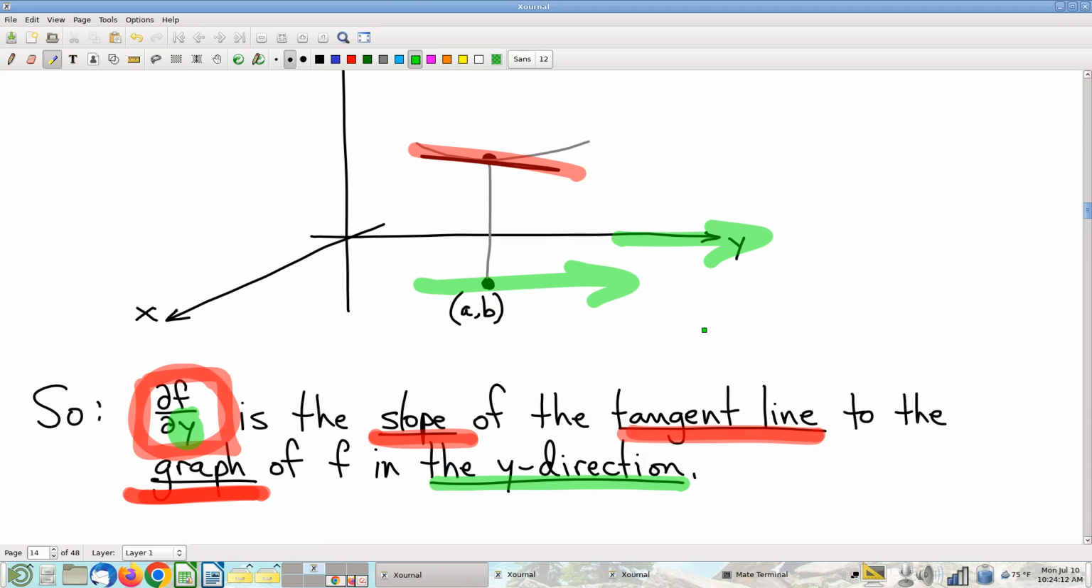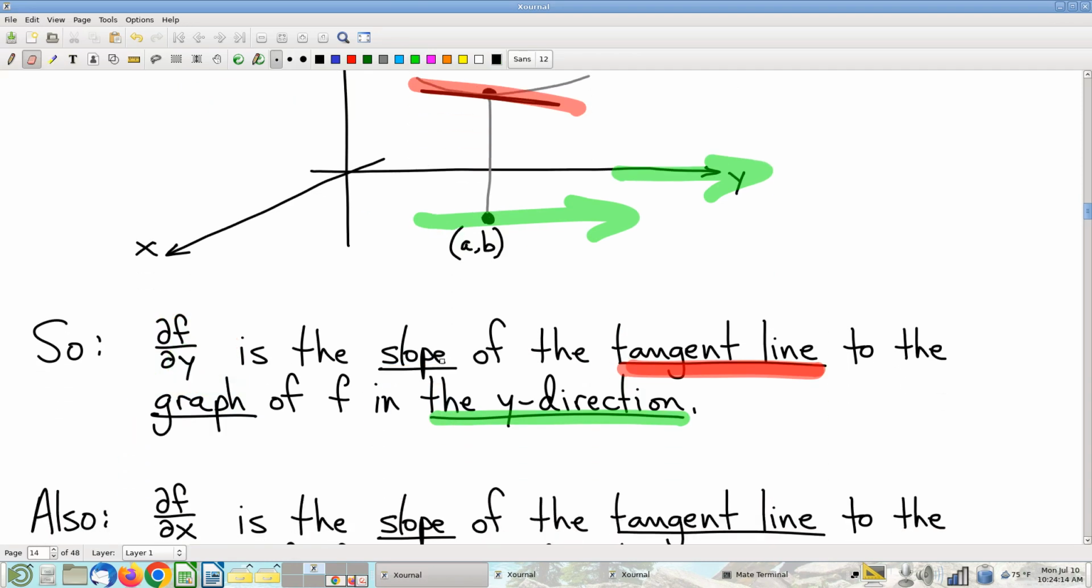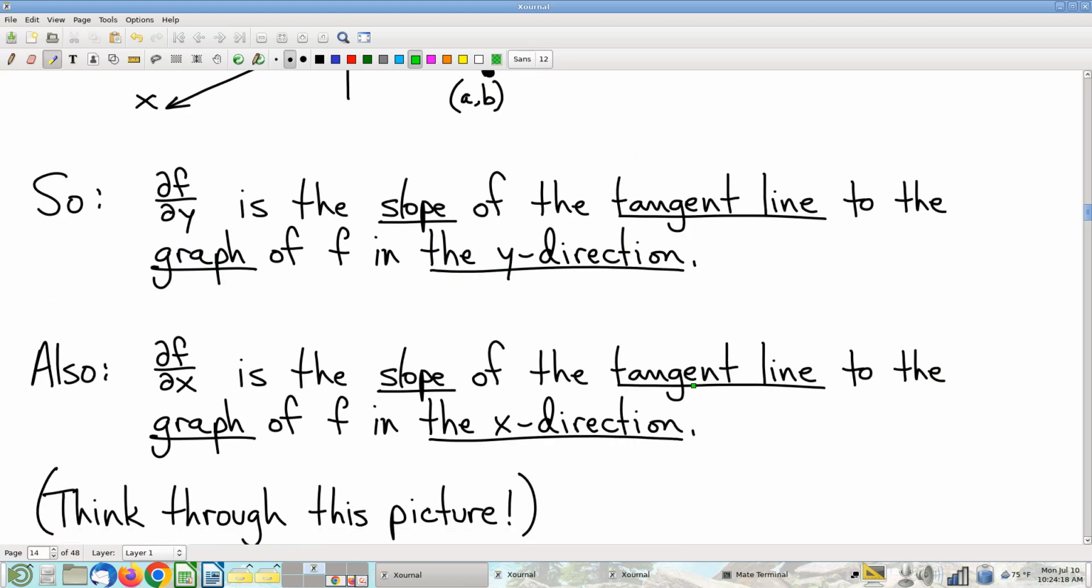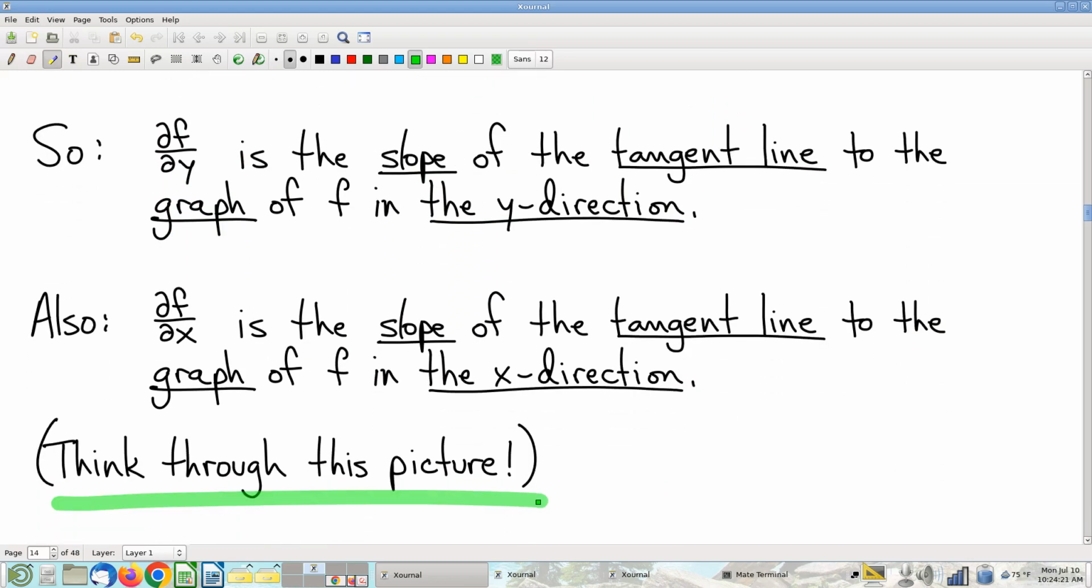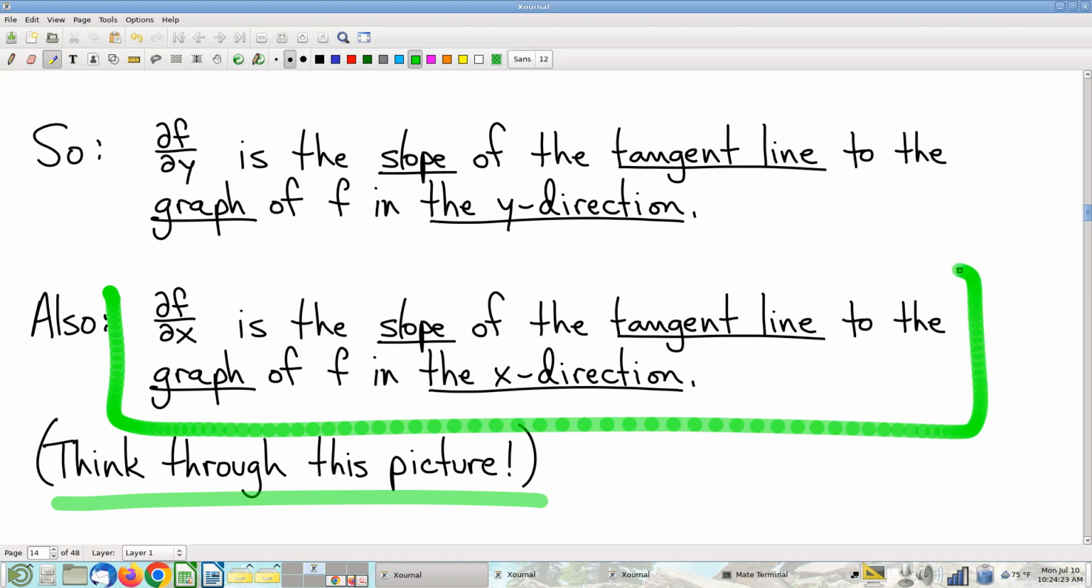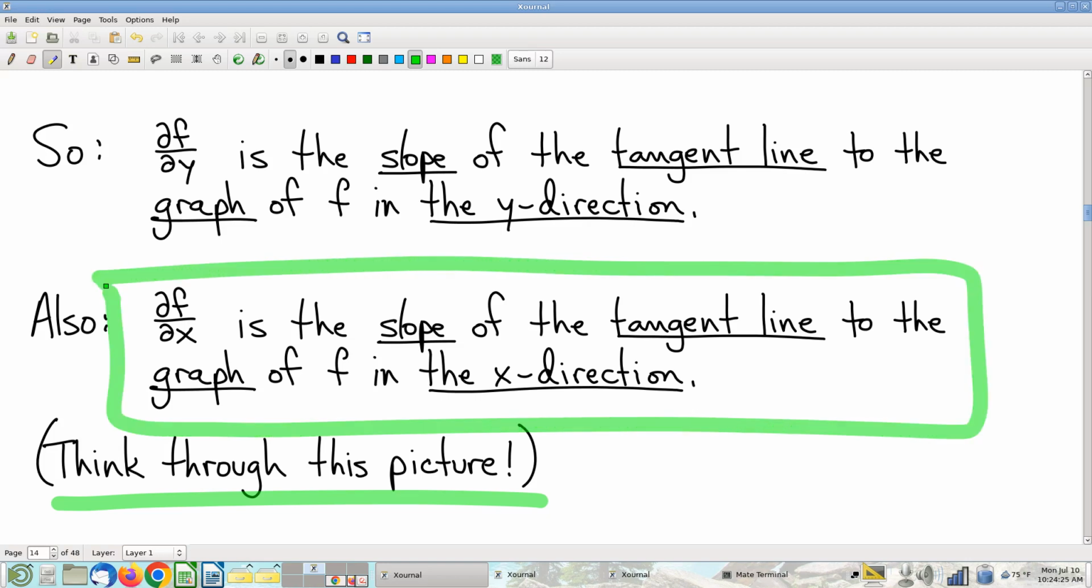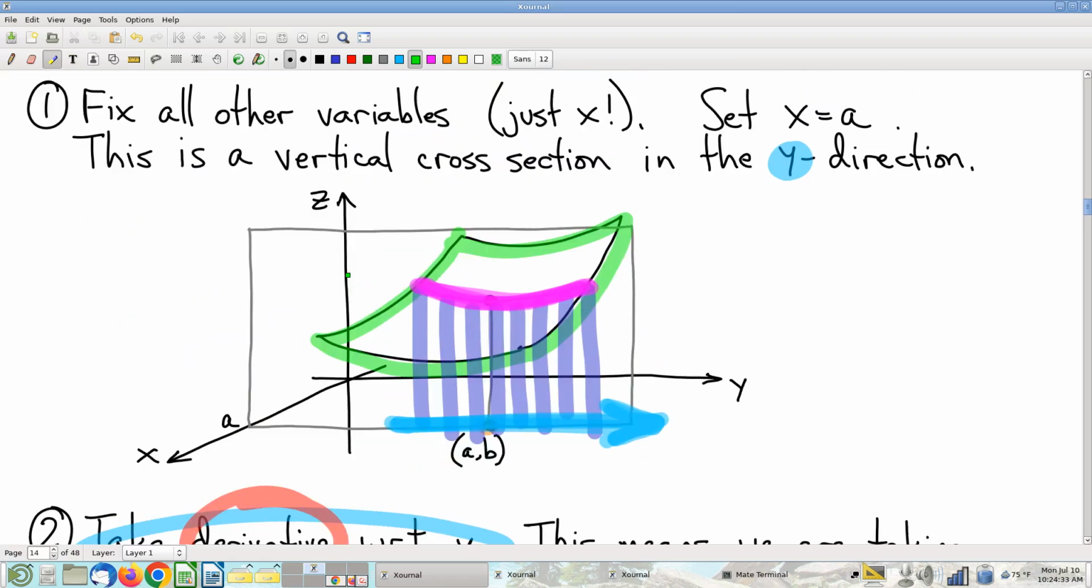Okay. So now I'm going to leave this as an exercise for y'all, and this is a really healthy exercise. I hope you'll give it a shot. Think through, persuade yourself that the analogous statement about the x partial is also true. It's just some pictures to be drawn. You can borrow pretty heavily from the pictures I've got here.